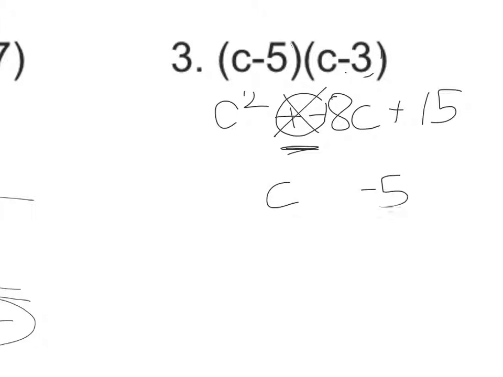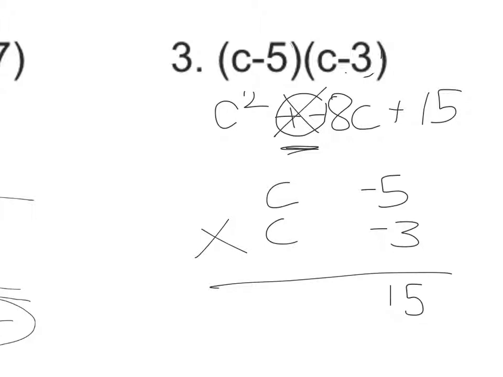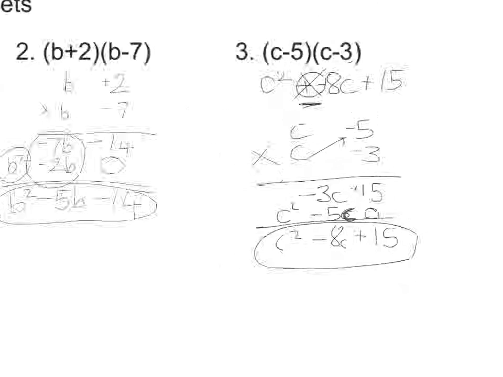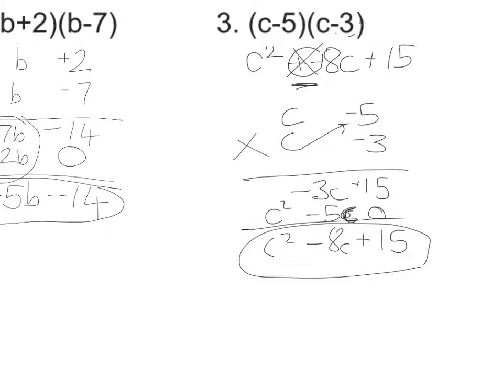C subtract 5, c subtract 3, multiplying. Negative 3 multiplied by negative 5 is 15, negative 3 multiplied by c is negative 3c. Put your 0, c multiplied by negative 5, negative 5c, and c multiplied by c is c squared. So look what we've got. This was positive 15, so plus 15. Negative 8c, c squared, which is in fact exactly what we thought it would be here.